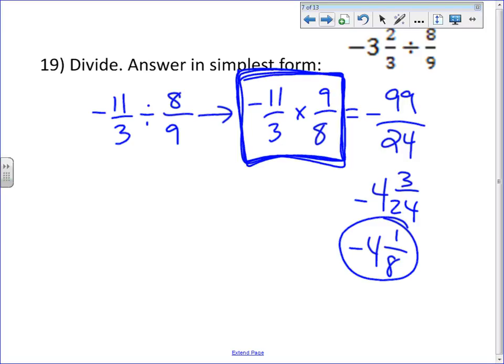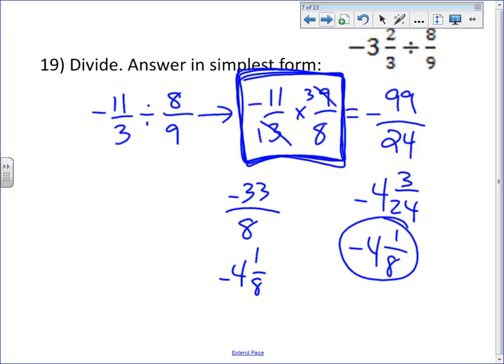when you multiply fractions, you can cross cancel. There's a 3 and a 9. Divide both of those by 3, and you get 1 and 3. So then that would give you negative 33 over 8, which is negative 4 and 1 eighth.